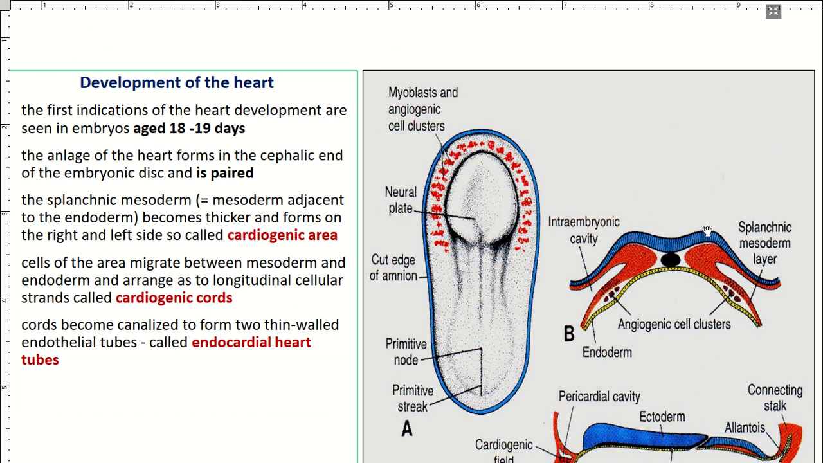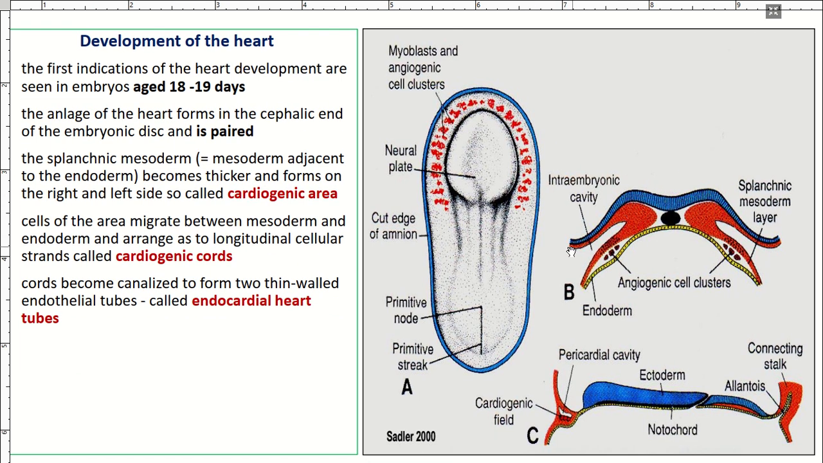If we come to this diagram, you can see this is a cross section. This is going to be your ectoderm, this is your endoderm, and this is your mesoderm, which is divided into three. This is your notochord. Just lateral to the notochord, you have the paraxial mesoderm. Lateral to the paraxial mesoderm, we have the intermediate mesoderm. And then we have the lateral plate mesoderm.